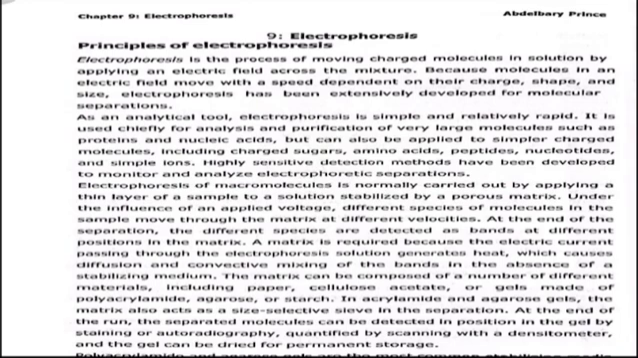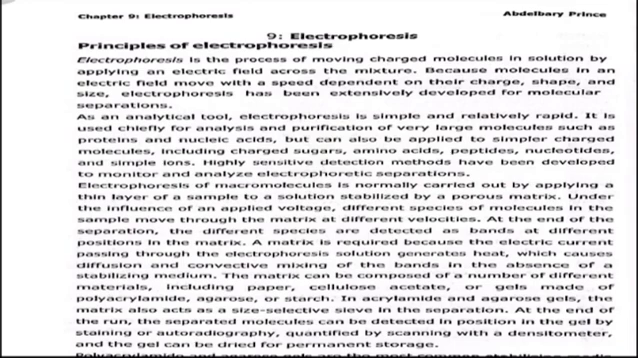Electrophoresis of macromolecules is normally carried out by applying a thin layer of a sample to a solution stabilized by a porous matrix. Under the influence of an applied voltage, different species of molecules in the sample move through the matrix at different velocities. At the end of the separation, the different species are detected as bands at different positions in the matrix.